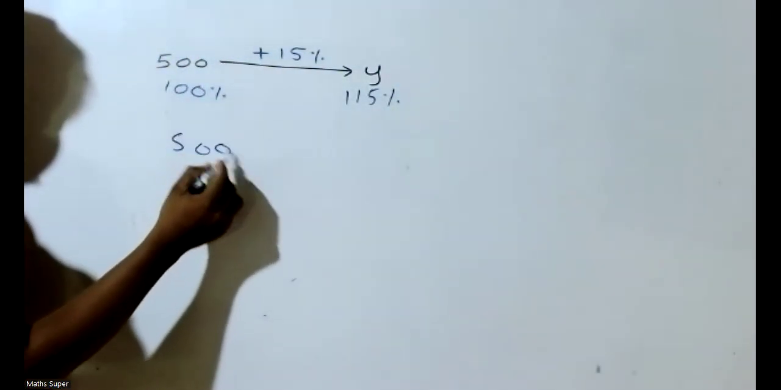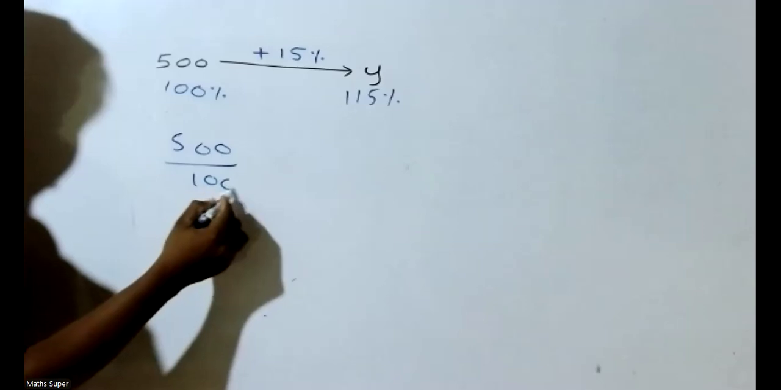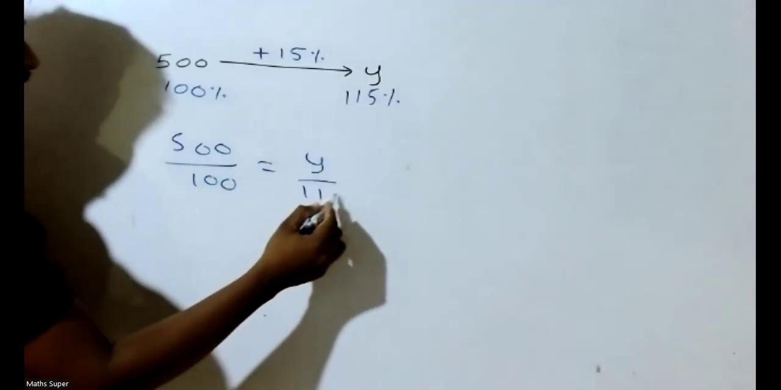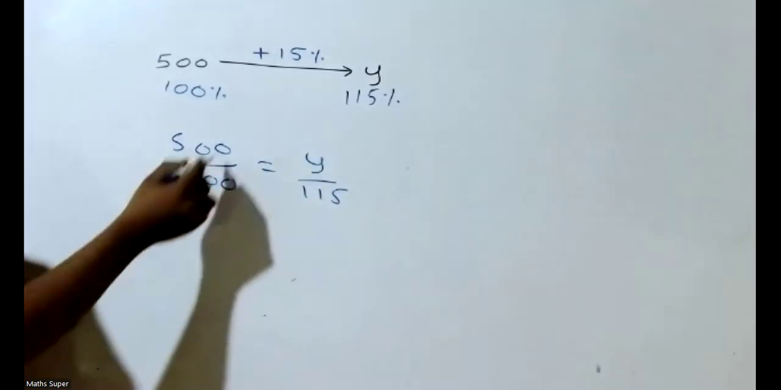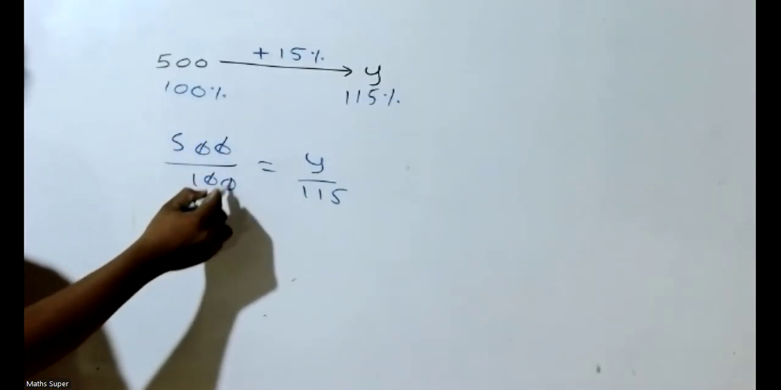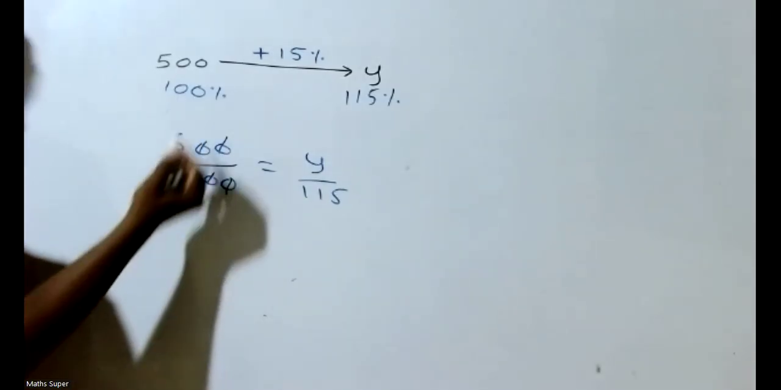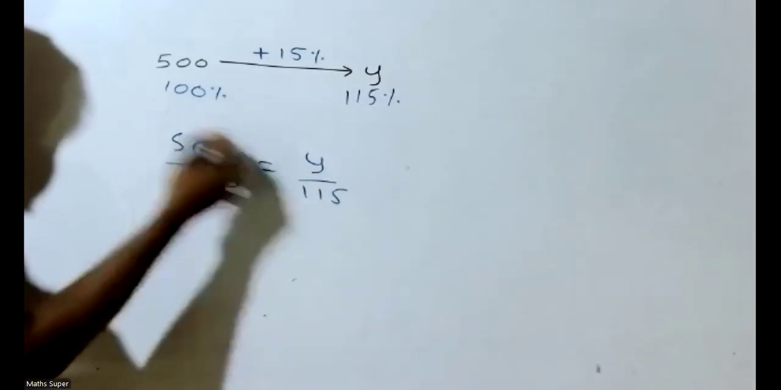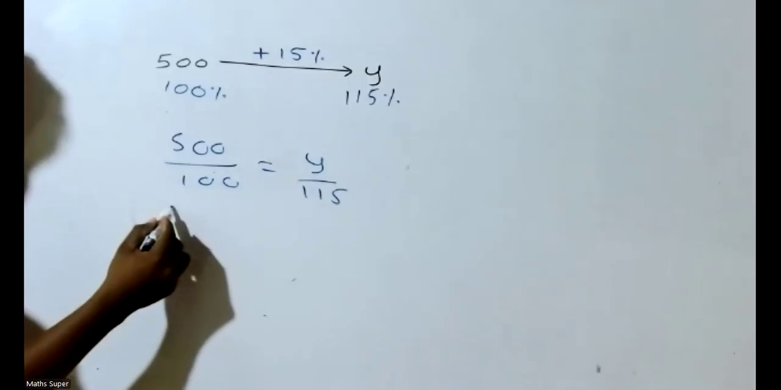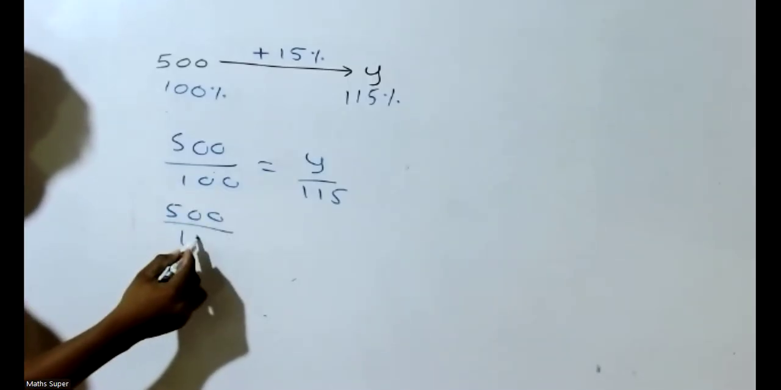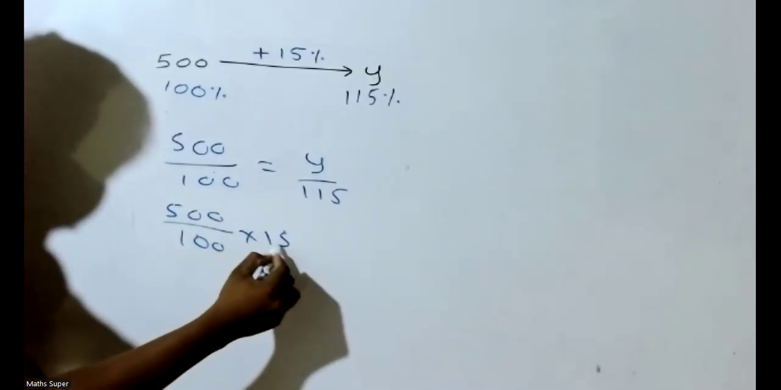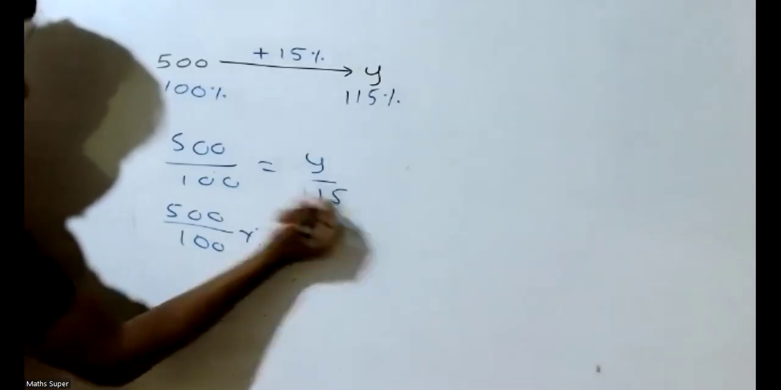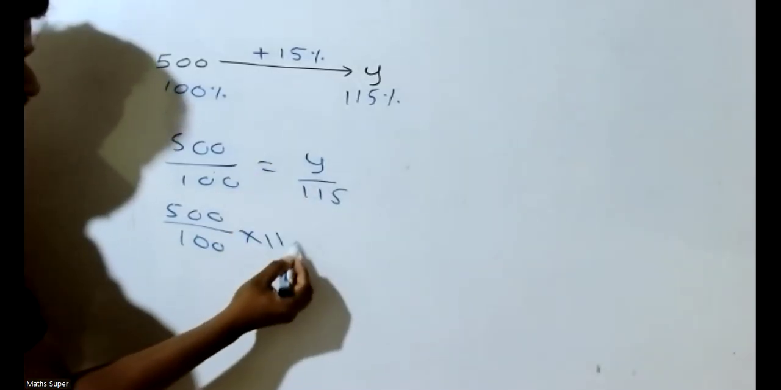500 divided by 100 equals y divided by 115. Easy. Now you can divide this. Otherwise, without division, you can take this 115 from this side to the other side. Then you can divide. The same thing.